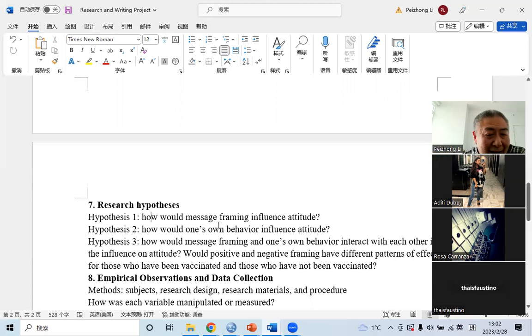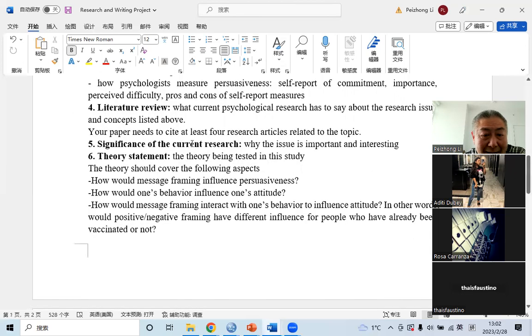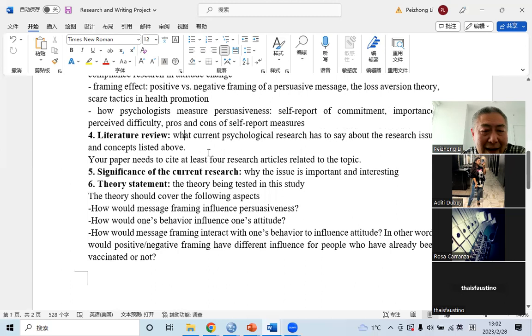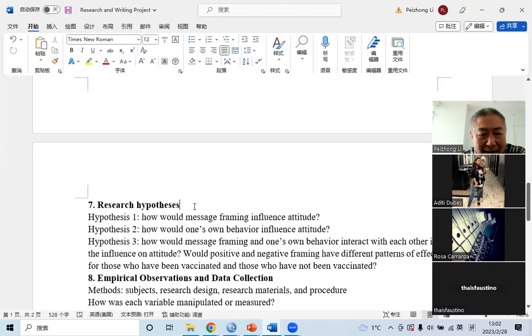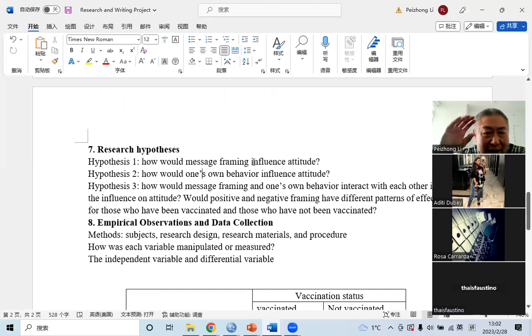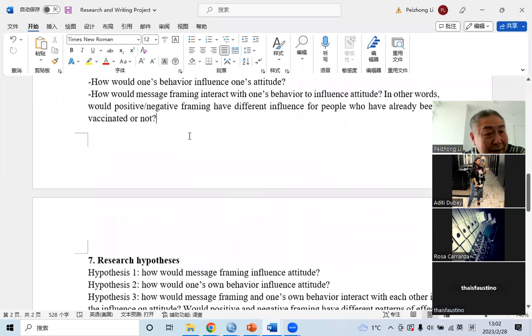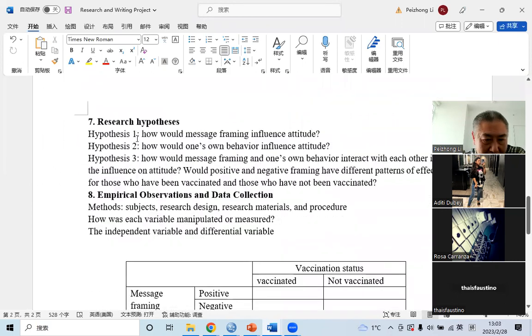But usually, the hypothesis is closer to the research methodology because the hypothesis is very specific. It's tied to what you're going to do in the research. But the theory is more closely related with the literature review, the key concepts. You have to experiment with it, tinker with it. After you have explained the theory clearly, next you can do the hypothesis.